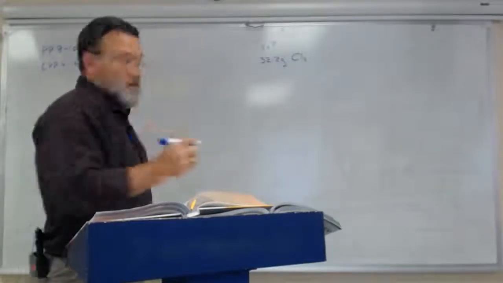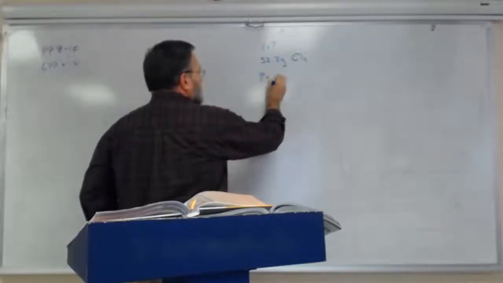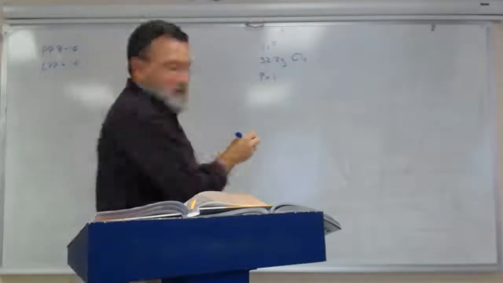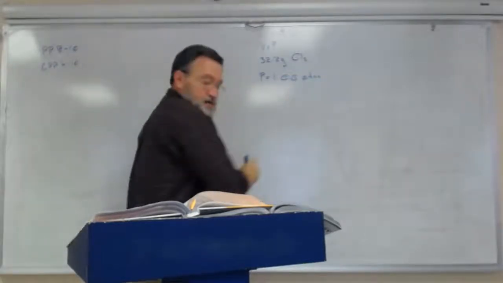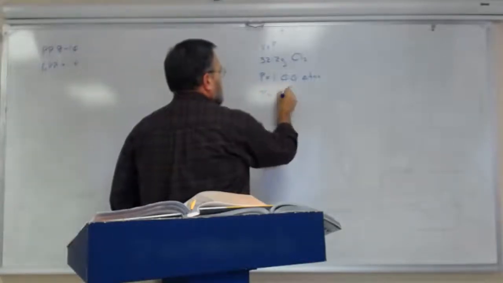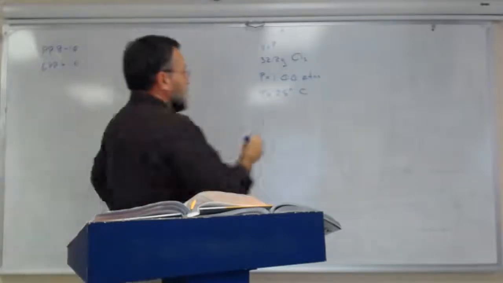At 1 atmosphere. How many decimal points did they give that to us? It's 2. At 1 atmosphere and 25 degrees Celsius. 25.0. Okay.